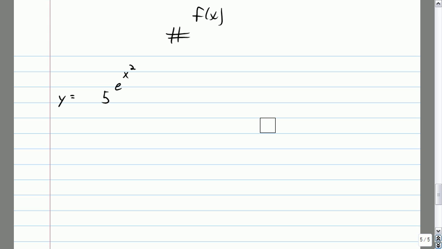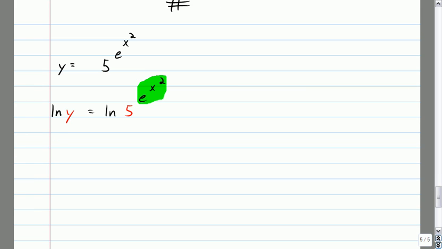Anyways, I'm going to take the natural log of both sides. So natural log left, natural log right: the natural log of 5 to the e to the x squared. I'm going to move that exponent out front. So I've got natural log y equals e to the x squared times natural log of 5.